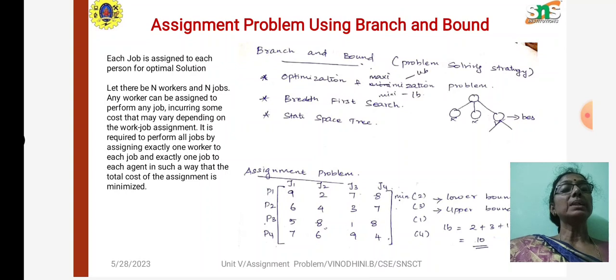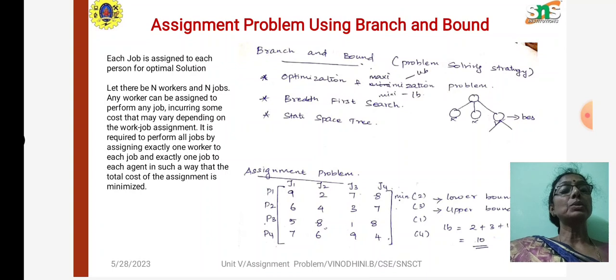For example, consider this is the problem. In this problem we have 4 persons and 4 jobs. So we have to assign a particular person to a particular job. What is the first step? For a given matrix we have to find the initial lower bound. The initial lower bound is found by selecting the minimum value from each row and summing all the minimum values from the 4 rows. That is the lower bound of our initial condition of our problem.